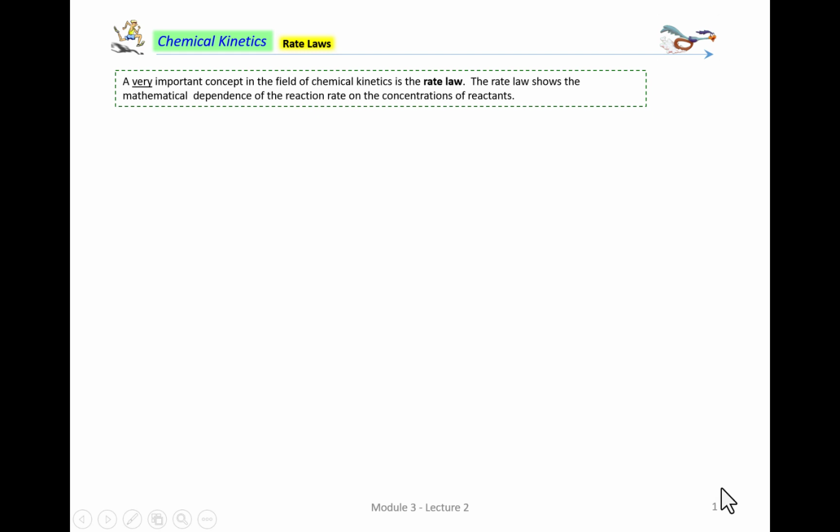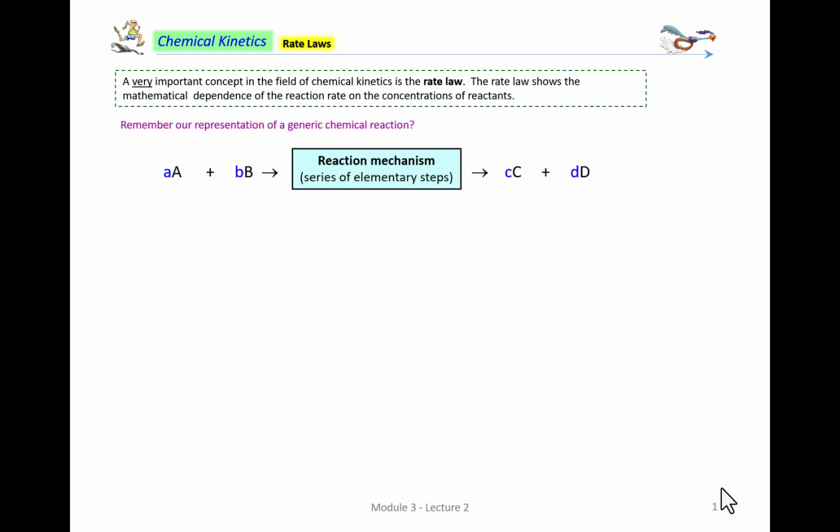A very important concept in the field of chemical kinetics is called the rate law. The rate law shows the mathematical dependence of the reaction rate on the concentrations of reactants. Now remember our representation of a generic chemical reaction where we had reactants A and B with coefficients small a and small b reacting by some reaction mechanism to form products C and D, C having coefficient small c and D having coefficient small d when the equation is balanced.